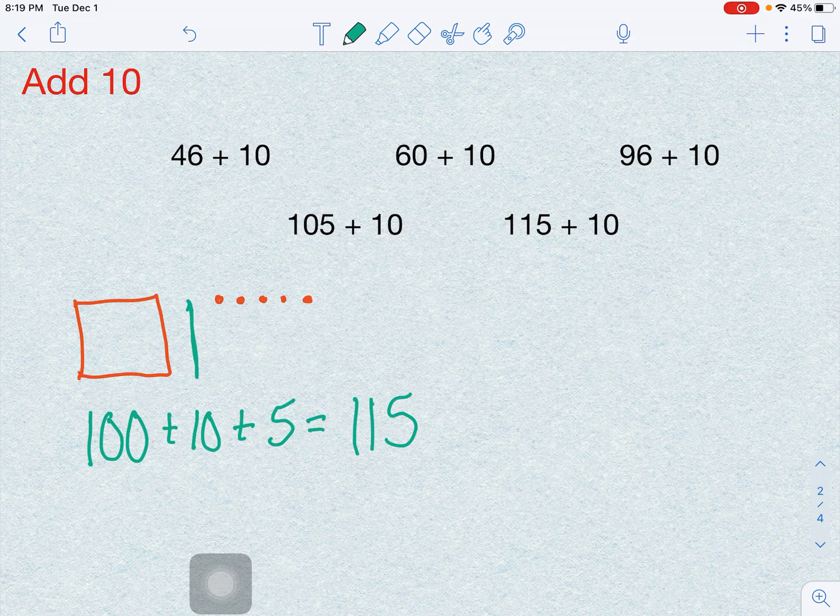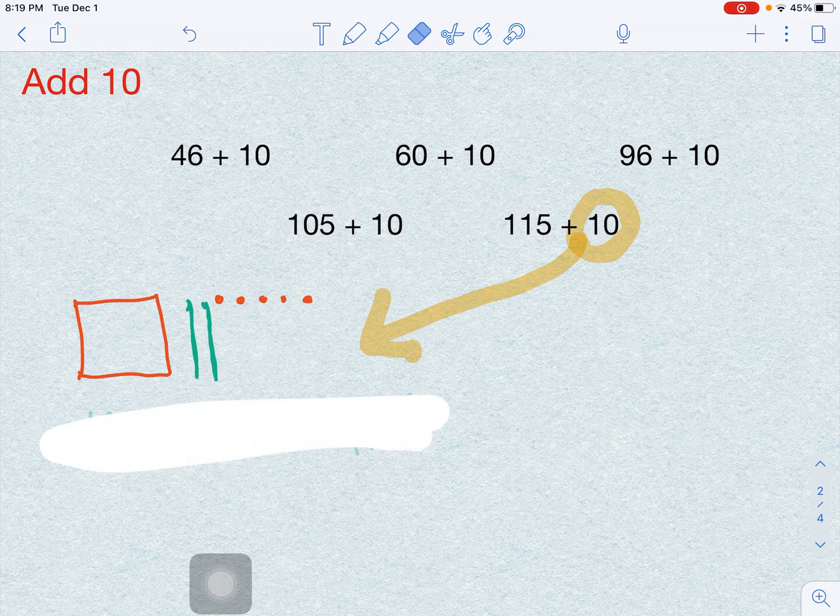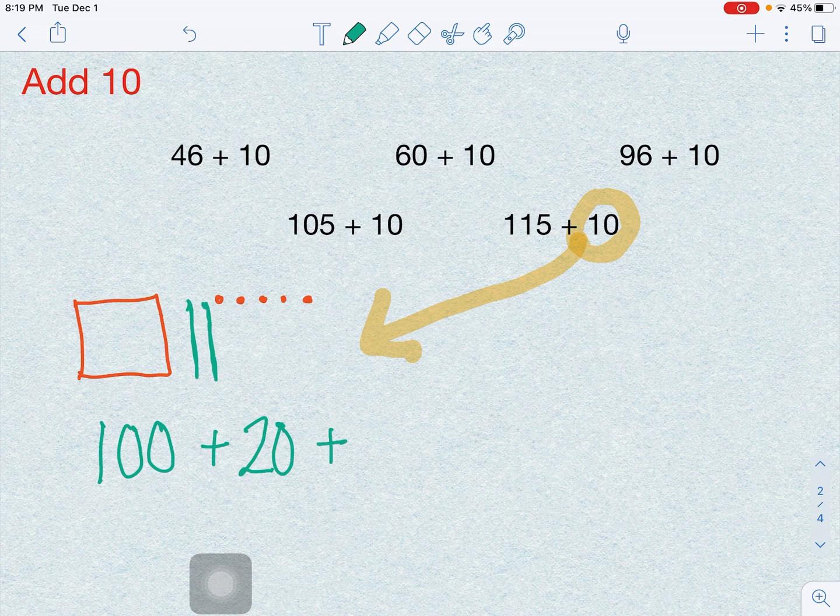Wow. How about we go on to this next one now? We still have 115 right here. What if we added another 10 to that? So what if Mrs. Hagedorn added yet one more 10? Let's see what would happen. She's going to erase this silly equation down here because now she has 100 plus 2 tens, which is 20, plus 5 ones, which is now 125.